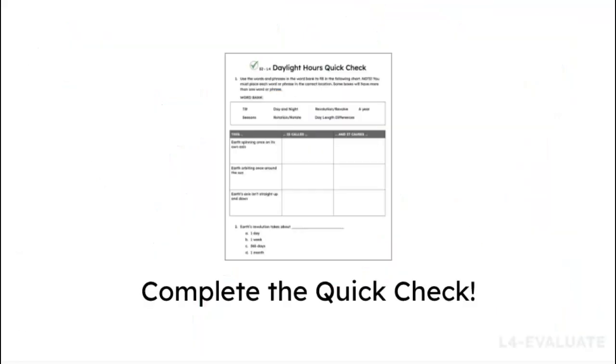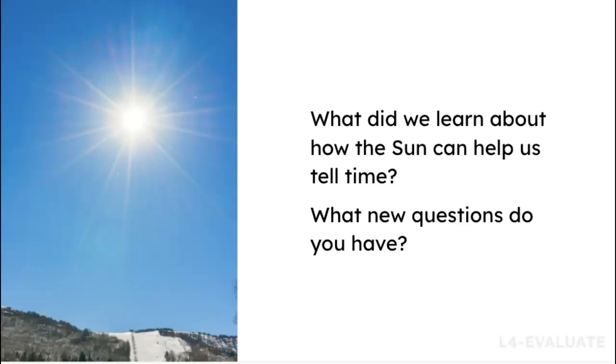For the Evaluate portion, you'll direct students to the Daylight Hours Quick Check Student Journal page and have them complete it. To support student sense-making across the unit, orient them back to the driving question board. Ask students, what did we learn about how the sun can help us tell time? And what new questions do we have?